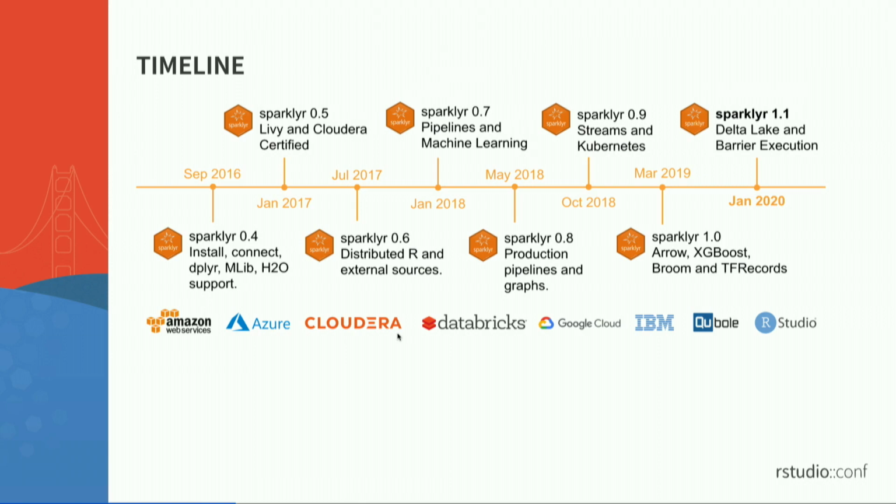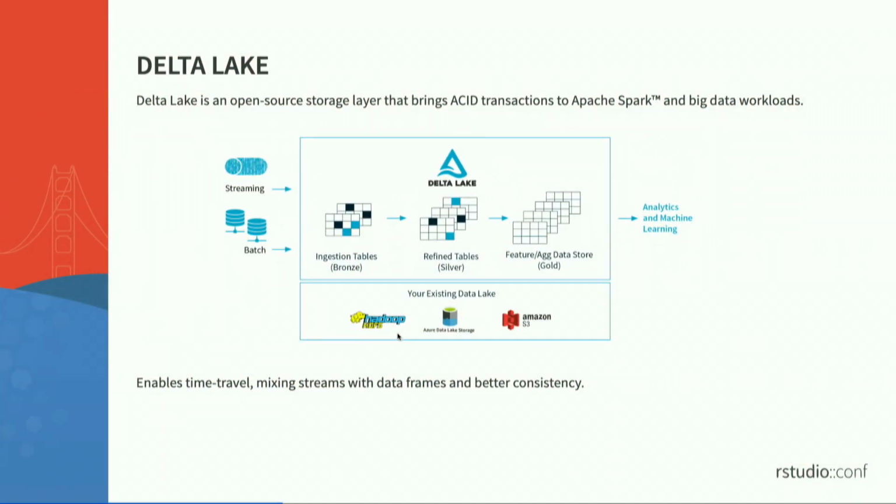The talk today is more about sparklyr 1.0.1, which we just released to CRAN. And one of the new features that sparklyr 1.0.1 adds is support for Delta Lake. So what is Delta Lake? Delta Lake is a new open source project which happens to be hosted with the Linux Foundation. And what it adds, it gives Spark the ability to have ACID transactions, which is basically database-like properties to use on top of your data lake.